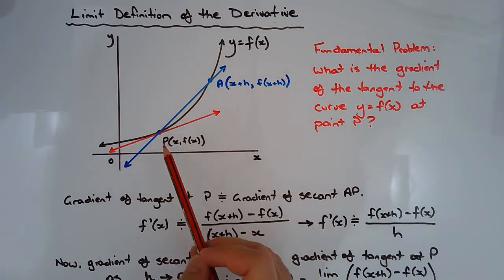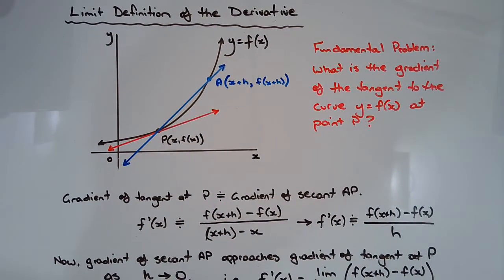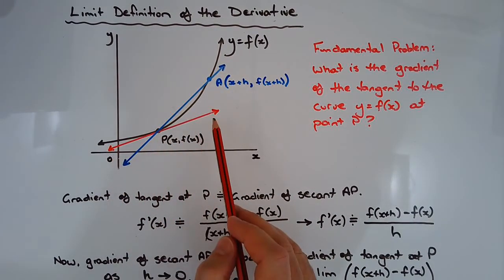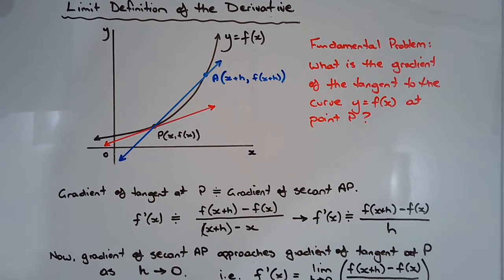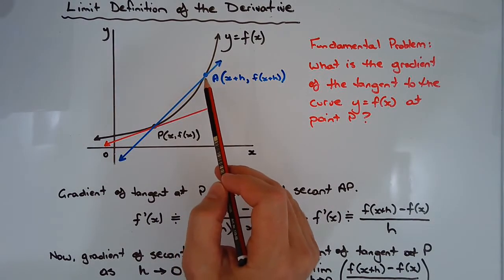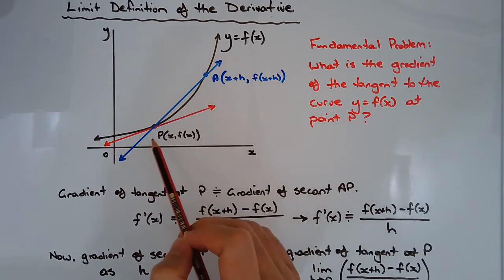Now we have 2 points. We can at least estimate the gradient of the tangent at point P by using this point A and point P and using the 2-point formula for gradient. So the gradient of the tangent at P is approximately equal to the gradient of secant AP, provided we chose point A not too far away from point P, of course.